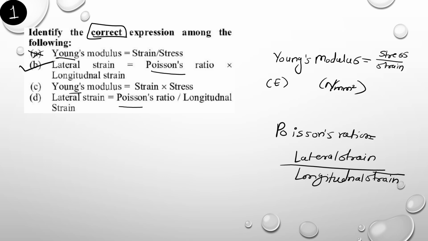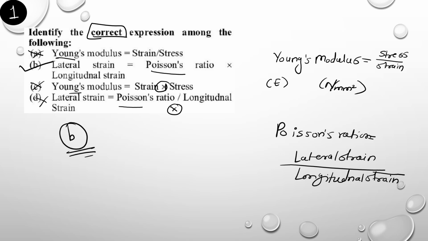But we'll see the next options, C and D. C is Young's modulus equals strain into stress. Here multiplication is incorrect, so option C is wrong. Next, lateral strain is equal to Poisson's ratio divided by longitudinal strain. Here division is also wrong. If they had given a multiply sign, then it would be correct. So option D is also incorrect, and option B is the correct answer.